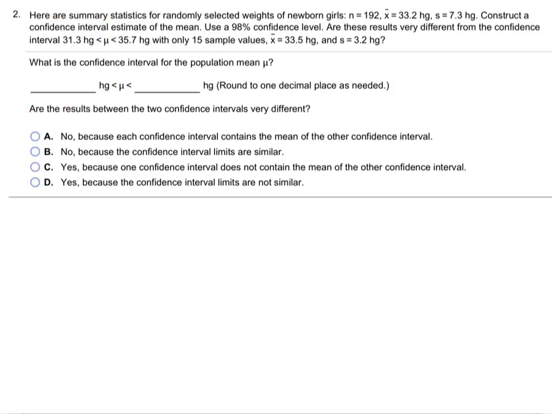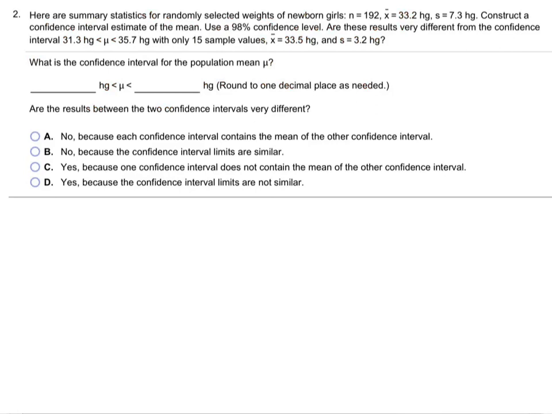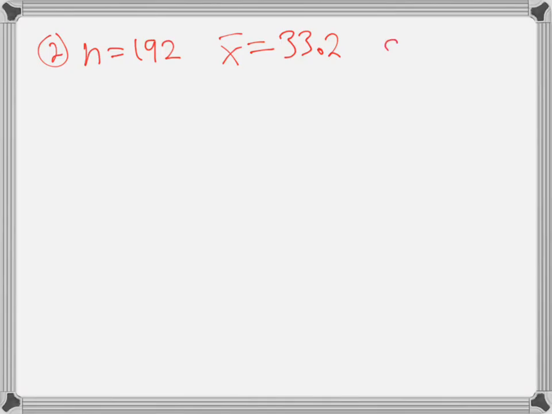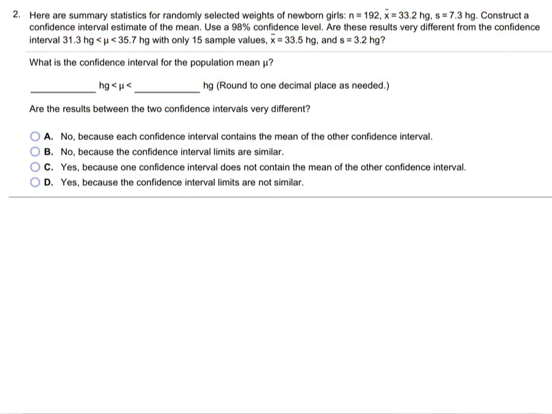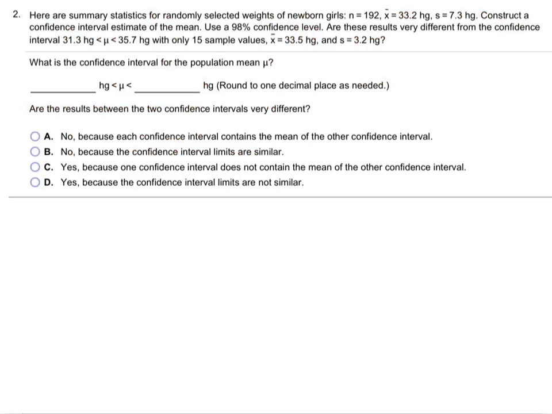So let me write it a little bigger for you. Over here. What were the numbers? N is 192, X bar is 33.2. And S is 7.3. And they want a what? 98%, okay. So 98% confidence interval. All right, does everybody understand what's going on?